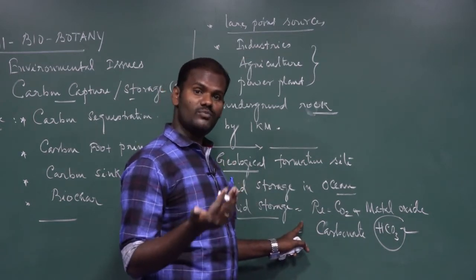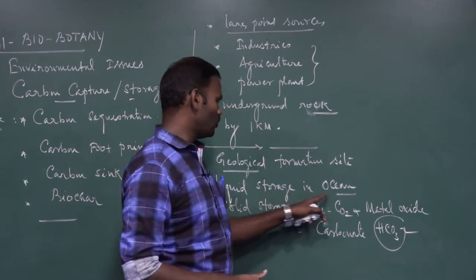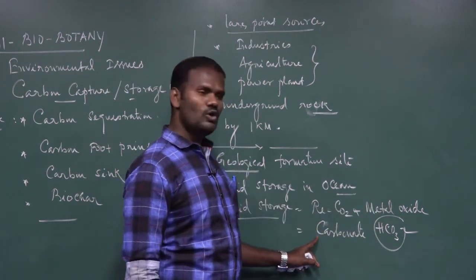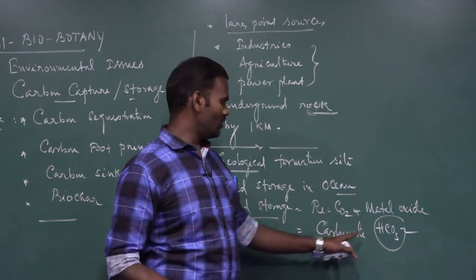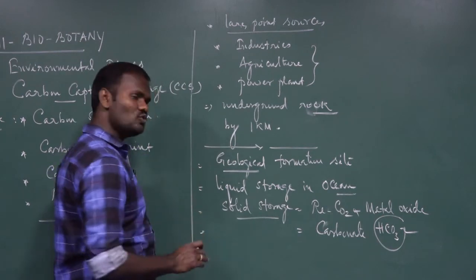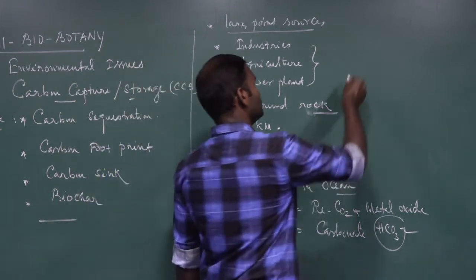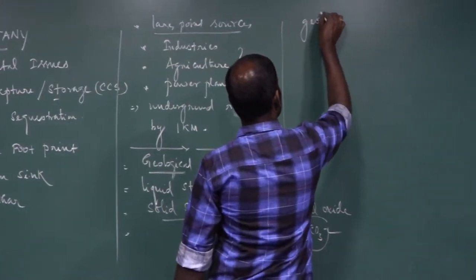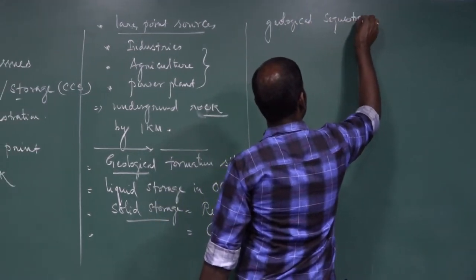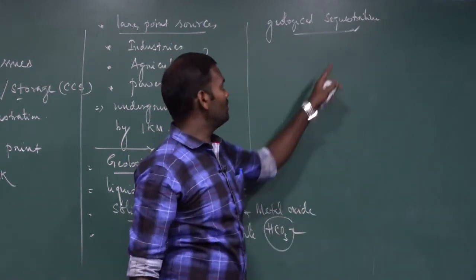So the carbon dioxide can be stored deep in the underground rock, either as liquid storage in the oceans or as solid storage by reduction of carbon dioxide with metal oxides to produce a carbonate. It's a solid form, carbonate HCO3. So these are the various safest types. It is also known as geological sequestration. Sequestration is nothing but the process of capturing and storing carbon.